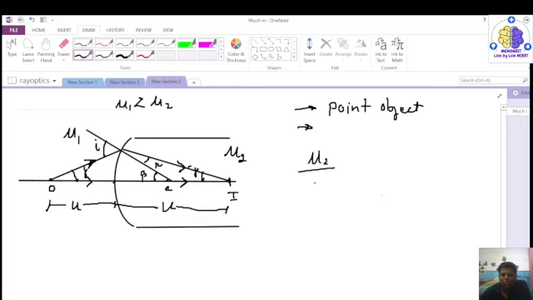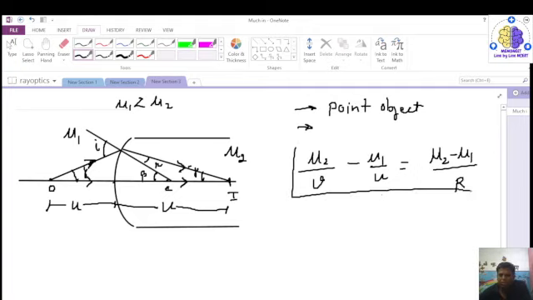So the formula for the relation between v, u, mu1 and mu2 is that mu2 upon v minus mu1 upon u is equal to mu2 minus mu1 upon R. Mu2 minus mu1 upon R. Now, let's talk about this formula.